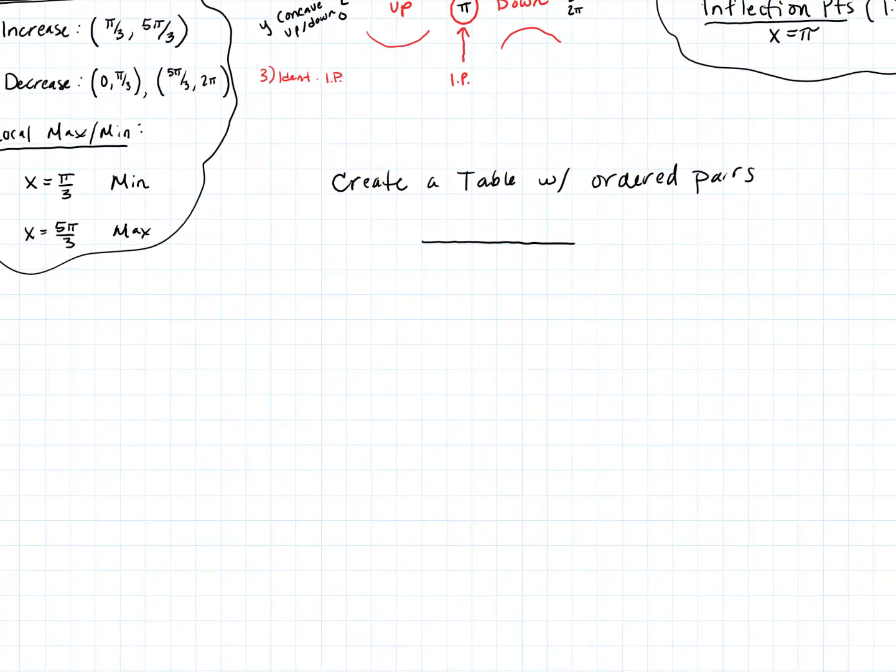So I'm going to create a little table of ordered pairs just to make it really easy and simple to graph, because if I have some ordered pairs and I can just fill in with all the information that I have, we'll have a really good graph actually. So remember that y was x, what was y? Y was x minus 2 sine of x.